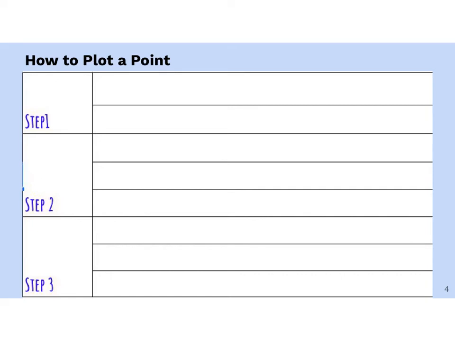Okay, now that we know where everything is, what all the labels are, now we're going to review how to plot a point. So when you plot a point, the first step is to start at the origin. So that is the point (0, 0). Whenever you're plotting a point, that's where you put your pencil first. You start at the origin.